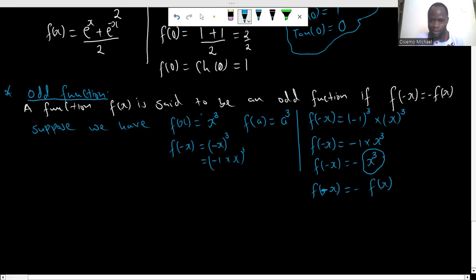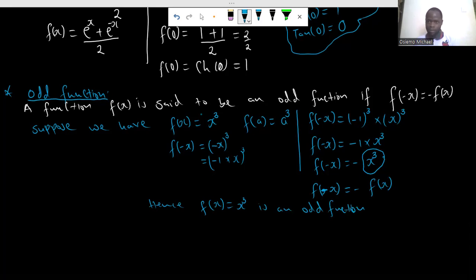And this tells you that hence f at x being equal to x cubic is an odd function because it has satisfied the axiom or the property that f at negative x is equals to negative f of x.